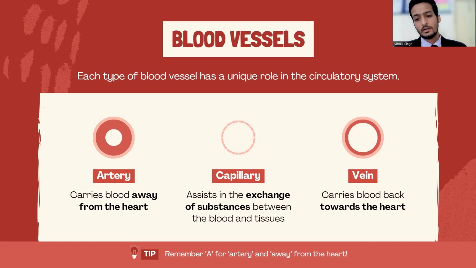The next are veins. Veins carry blood back to the heart. If the veins are carrying the blood back to heart, it means that the blood is deoxygenated and it requires less pressure to reach the heart. The third one is the capillary. Capillaries are the blood vessels which connect arteries and veins. They are responsible for the exchange of substances between blood and tissues.